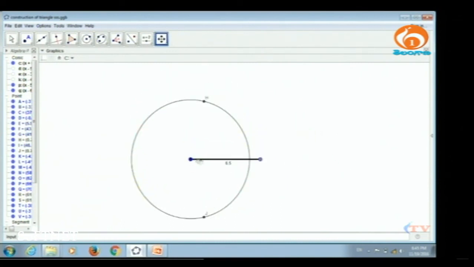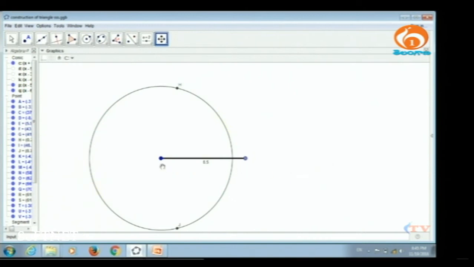Now, children, look at this. This is our BC with the length 6.5. This is the point B, from which we have to locate a point A which is 5.5 centimeters away from this. That means our A may be any point on the circumference of this circle. Now, how can you locate that point exactly then?